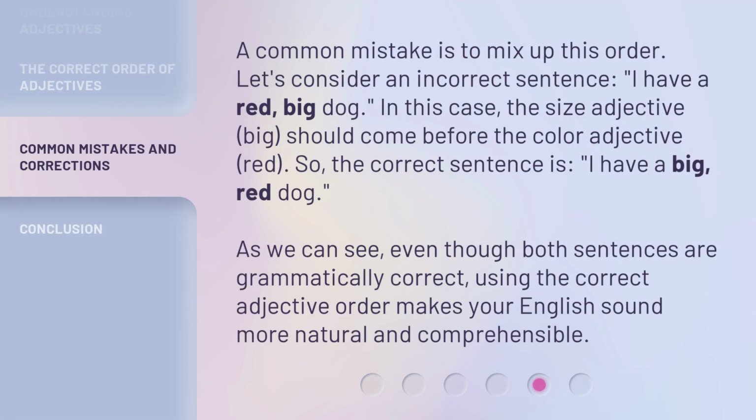A common mistake is to mix up this order. Let's consider an incorrect sentence. I have a red, big dog. In this case, the size adjective, big, should come before the color adjective, red. So, the correct sentence is, I have a big, red dog.